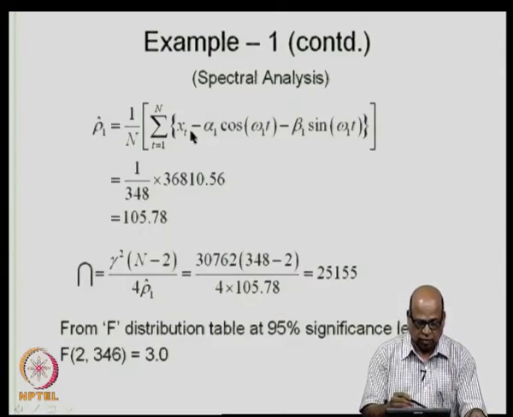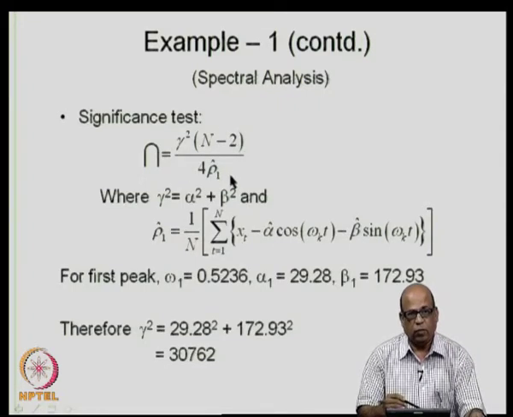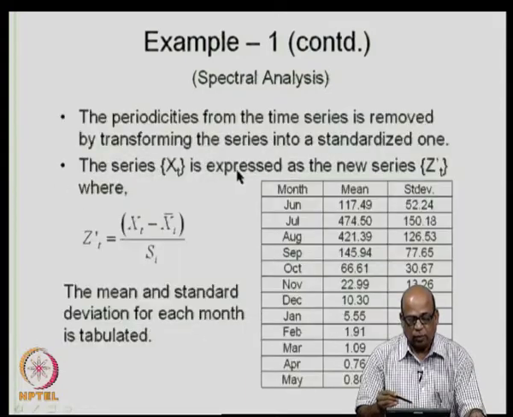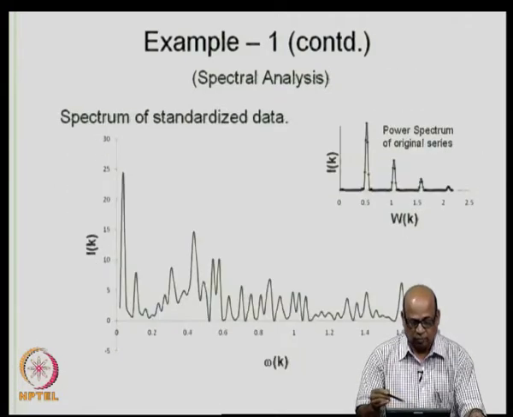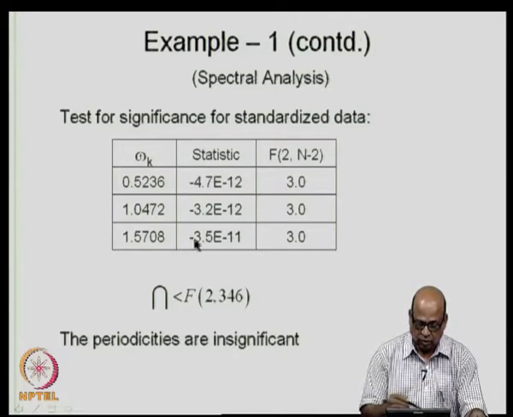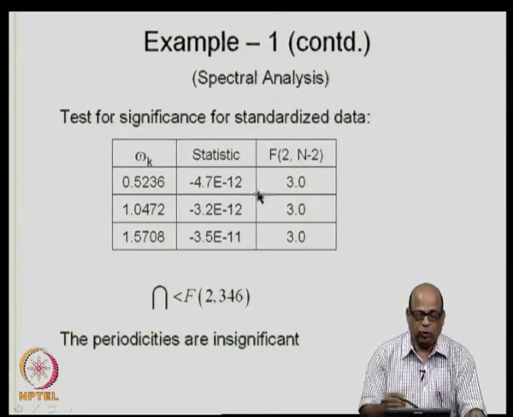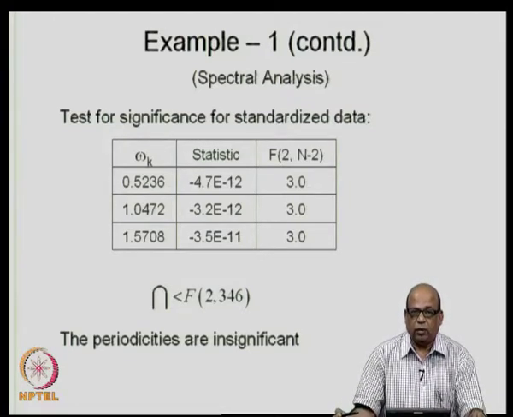We calculate this statistic gamma square n minus 2 by 4 rho 1 cap, and then corresponding to this omega 1 we test. The statistic value comes out to be minus 4.7 e to the power minus 12, very low values, very insignificant compared to the critical value of F, which is 3.0, which shows that any of these periodicities are statistically insignificant or they can be taken to be absent in the data. So, the periodicities are insignificant.